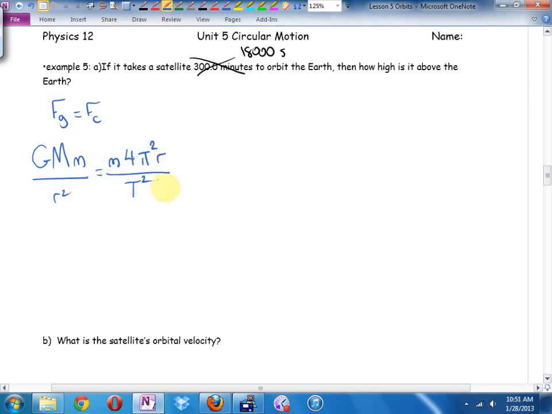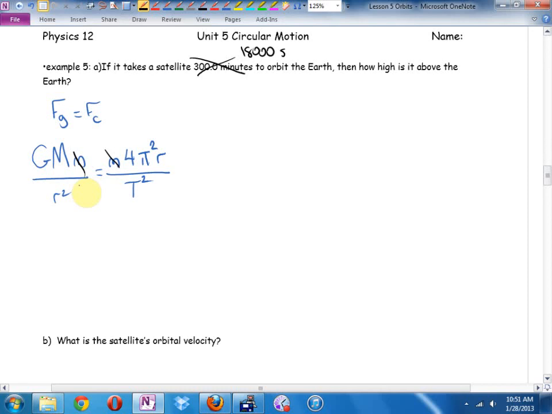Check. Does it matter how big the satellite is once it's up there? Nope. It's expensive to get it up there, but not once it's up there. Anything else cancel? No. Kids are tempted to cancel out an r. It doesn't. And what are they asking us to find? I don't see a distance. I don't see a d in that equation. What are they asking me to find? Radius.